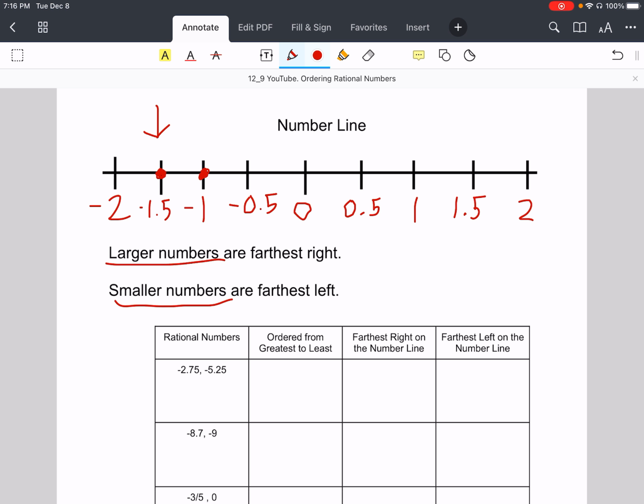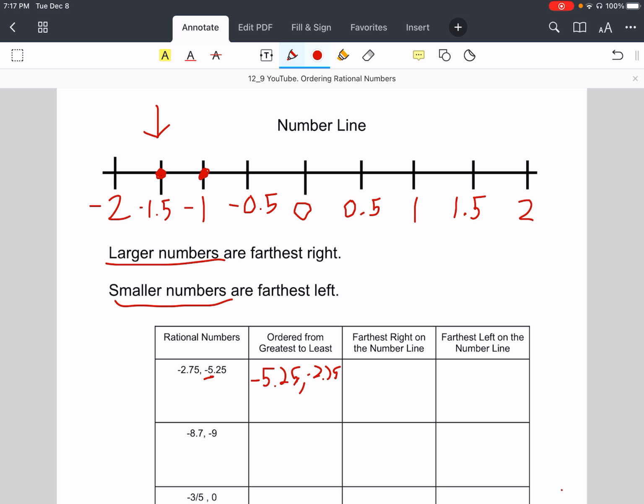So if we extended our number line, we know that negative 2.75 would be to the left of negative 2, but to the right of negative 3. So we know that it's smaller than negative 2, but it's going to be to the right of our negative 5.25. So ordered from greatest to least, I have negative 5.25, comma, negative 2.75. Hopefully you're going to be able to write a little smaller than me.